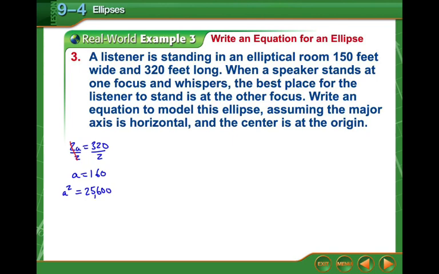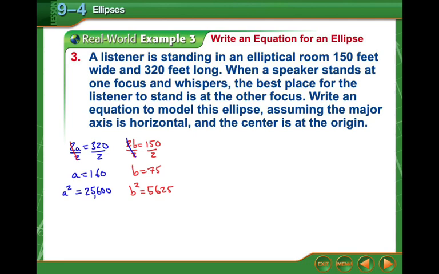And then for b, 2b is going to be equal to the width of the room, 150. We divide that by 2, and b is equal to 75. We need to square that, and that is 5,625. So now we have our a squared, we have our b squared, and it says that we can say that the center is at the origin. So that's all we needed.